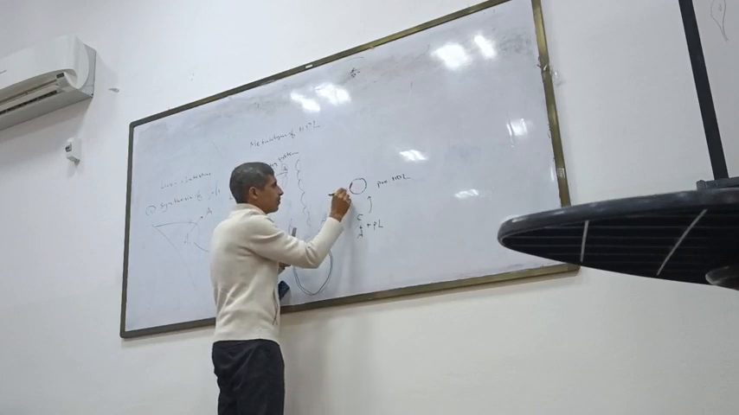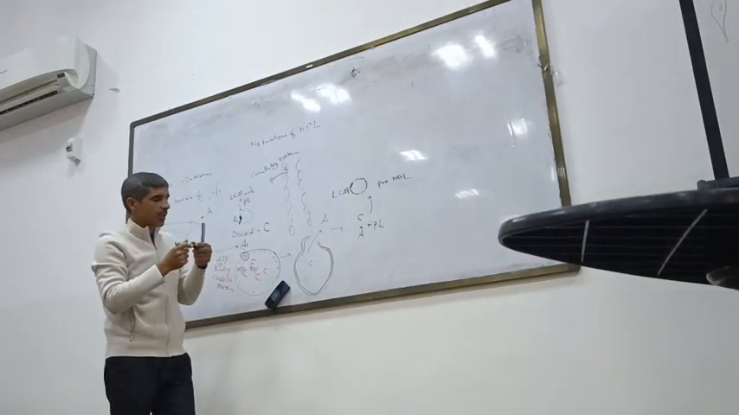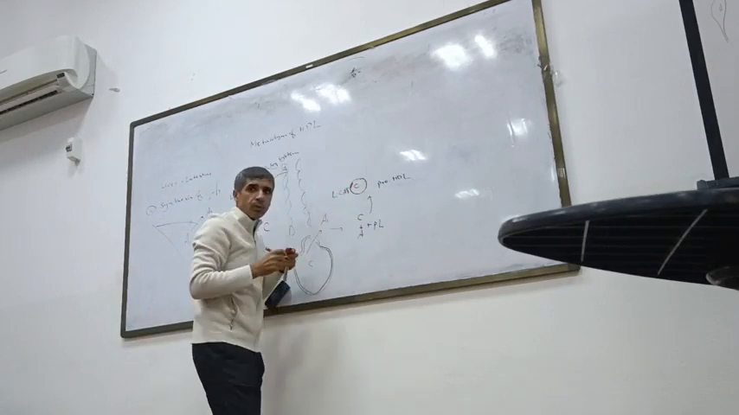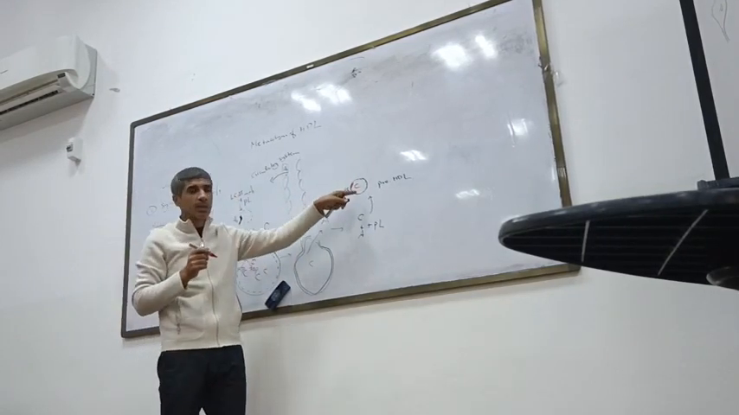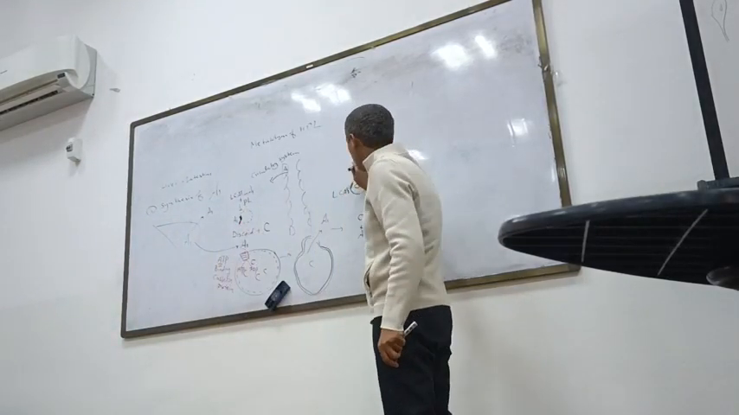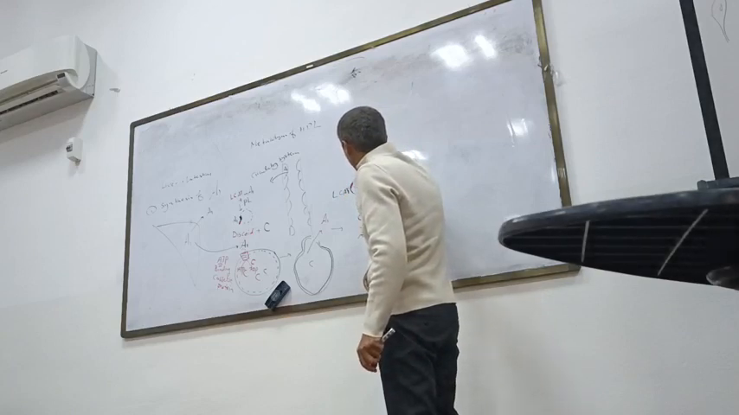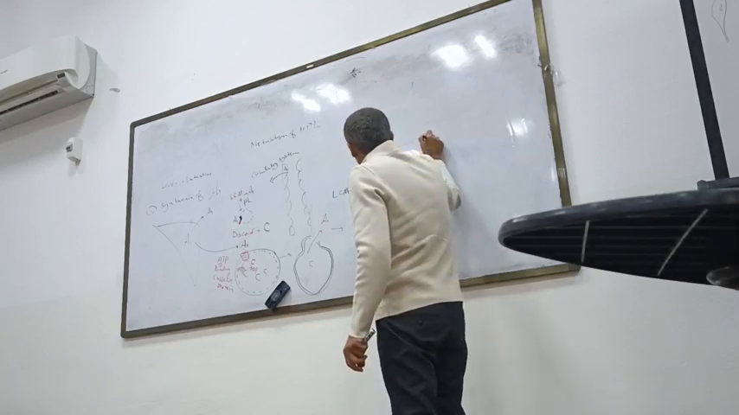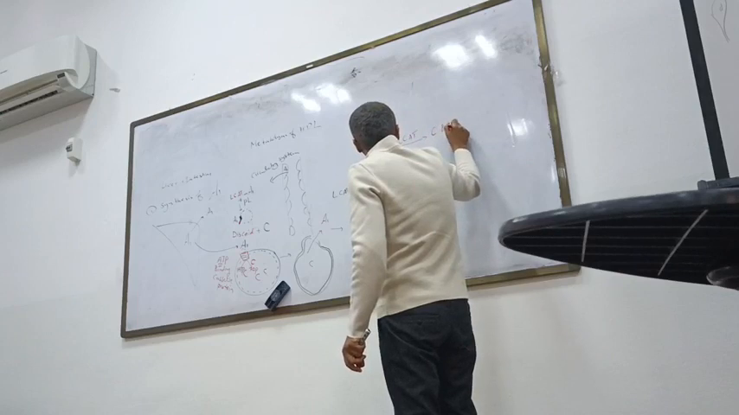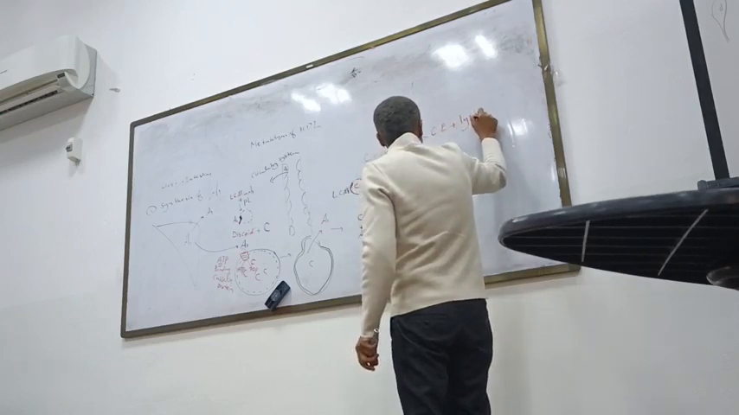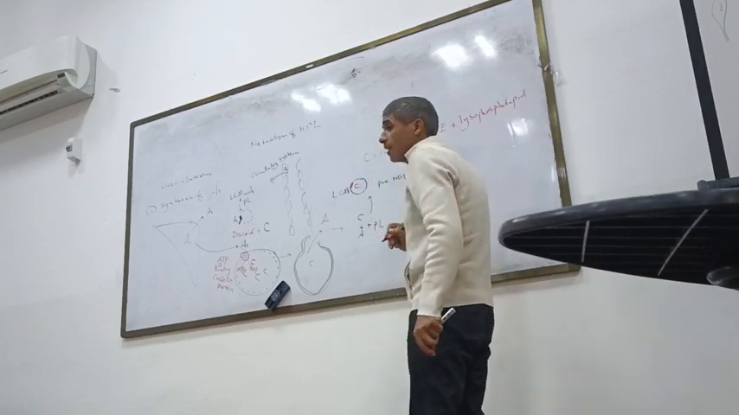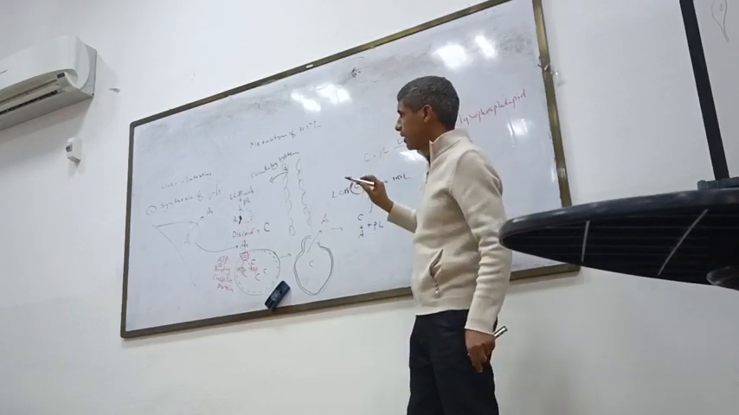LCAT, lecithin cholesterol acyltransferase. The cholesterol will be acylated by phospholipid. The composition of phospholipid will be involved in esterification of cholesterol. So cholesterol plus phospholipid, by lecithin cholesterol acyltransferase, gives cholesterol ester plus lysophospholipid.